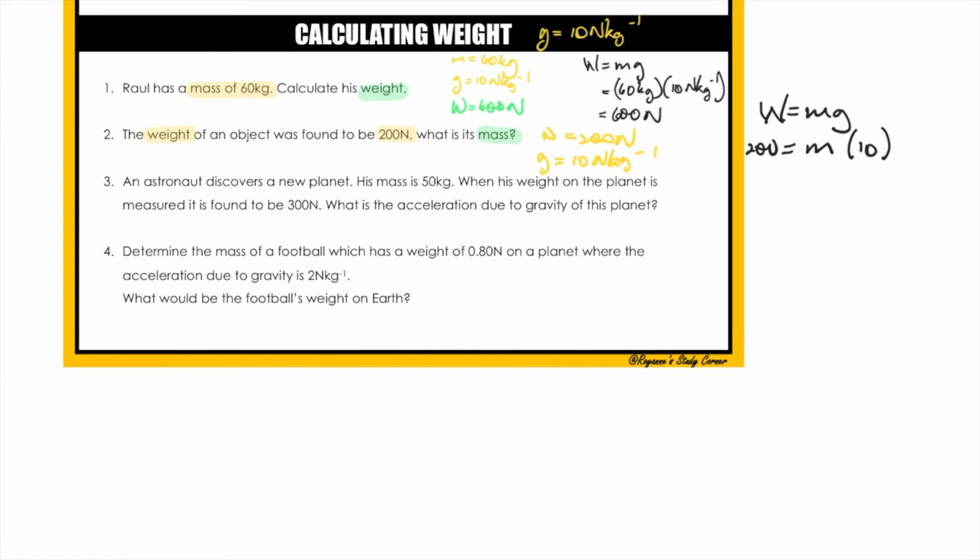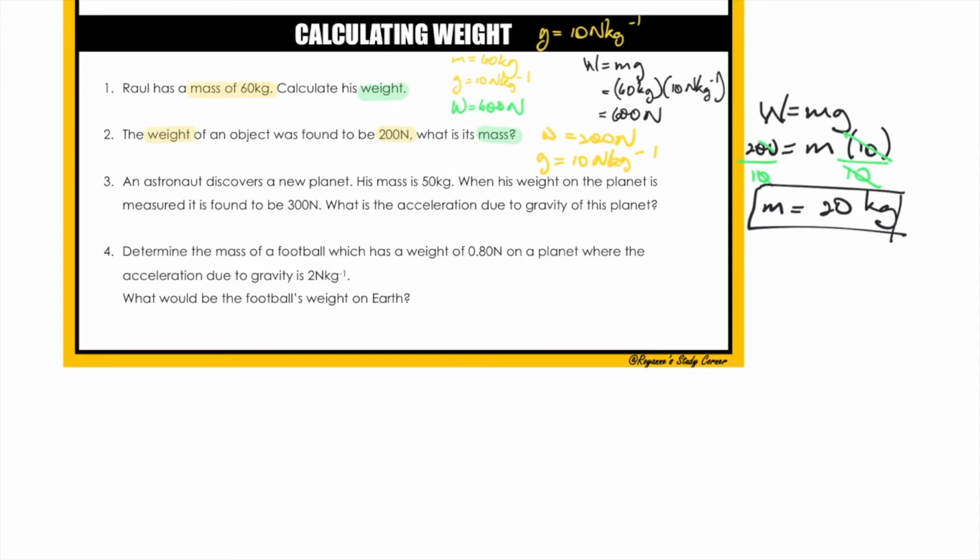Now, in order to find m, I have to get m on one side by itself. So whether you choose to think of this as carrying that 10 over to the other side, or whether you choose to think of it as dividing by 10, then we can get rid of it from this side. And then what we'll end up with is mass is equal to 20 kilograms. And that is our answer.